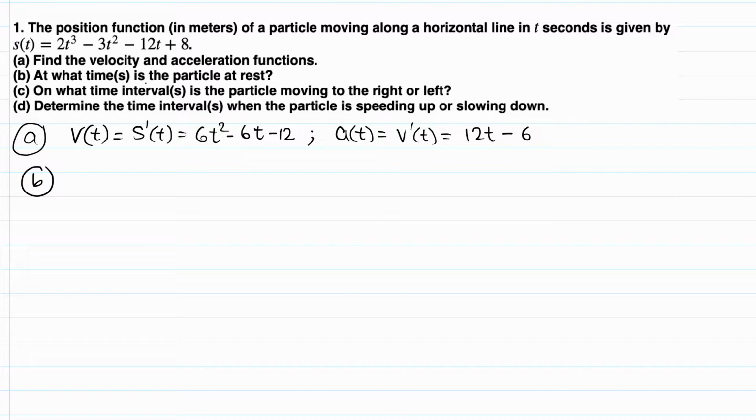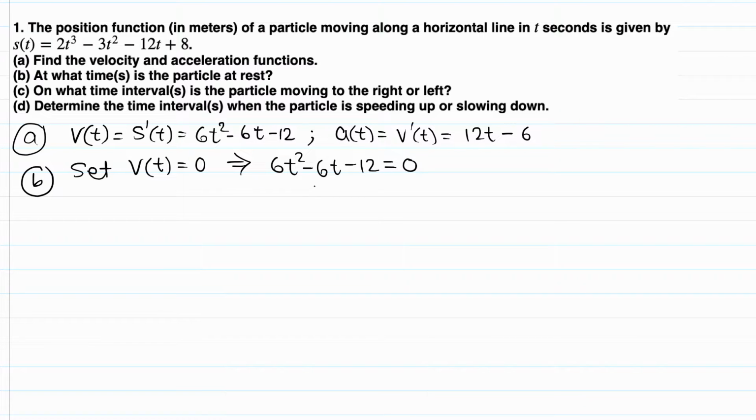Let's move to part B. At what times is the particle at rest? The velocity gives us the direction in which the particle is moving. Velocity positive means the particle is considered moving right. Velocity negative means moving left. That's the convention. And that means velocity 0 means the particle is at rest. So to find the time when the particle is at rest, we simply set the velocity to 0 and solve for t. That means 6t squared minus 6t minus 12 equals 0.